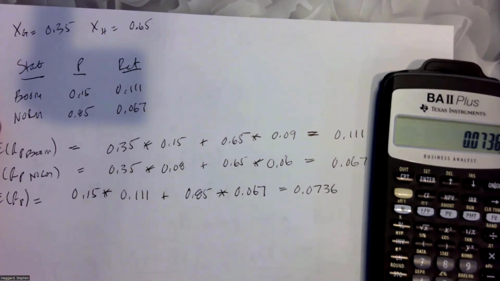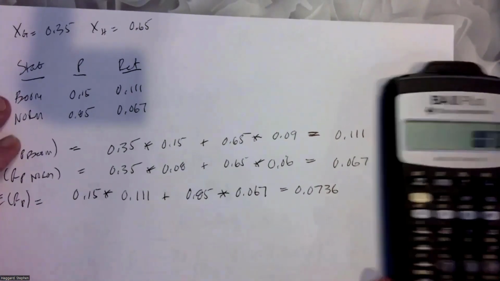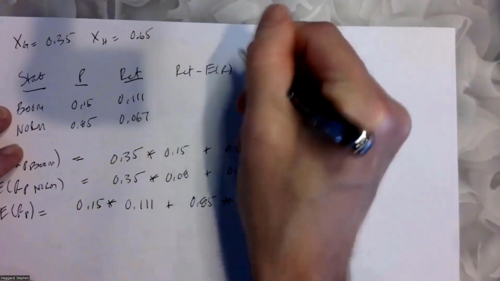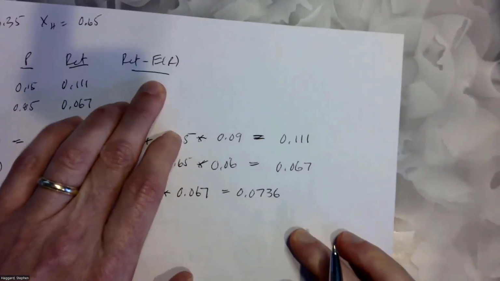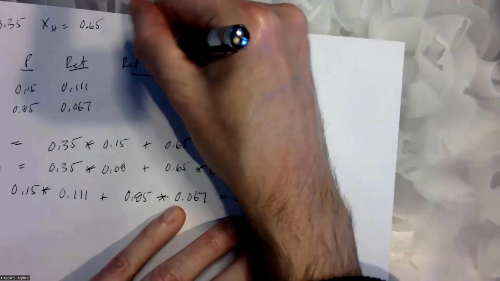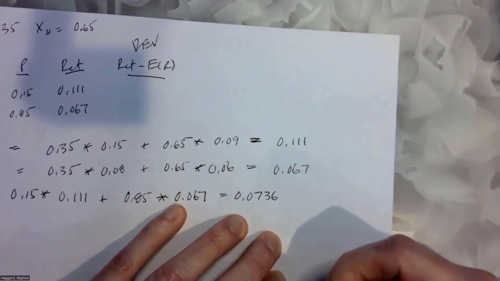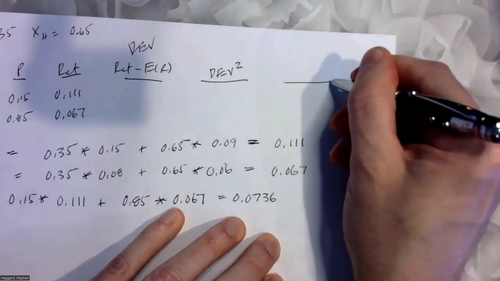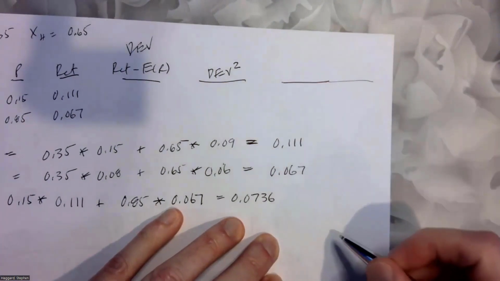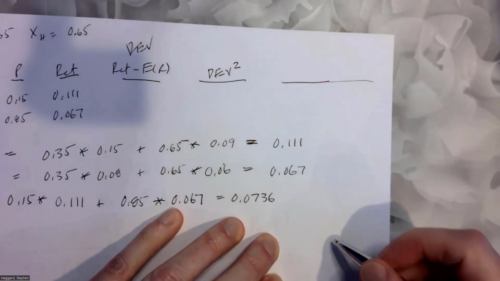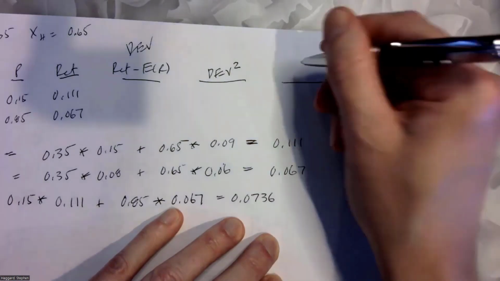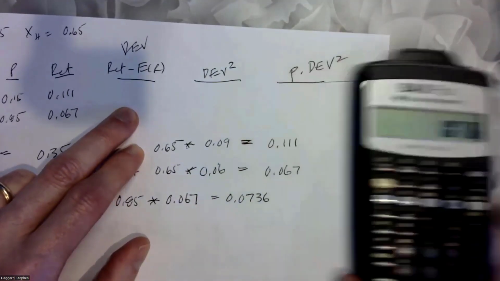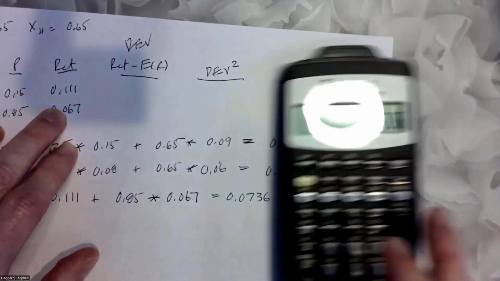Okay, now here's what I'm going to do. I'm going to say store 0 because that's the expected return that I'm going to subtract to get my deviations. And the deviation is going to go right here. And then after I figure out the deviation, what do you think I'm going to do with that? Square it. Yeah, we're going to square it. And then what's the final column over here? Multiply the probability. Yeah, probability times the deviance squared. Okay, so let's go ahead and do this.